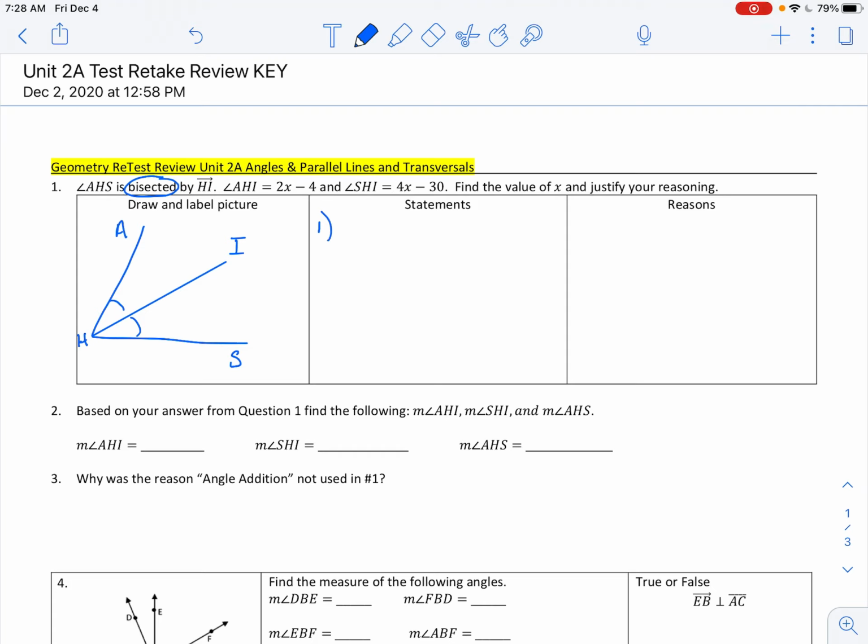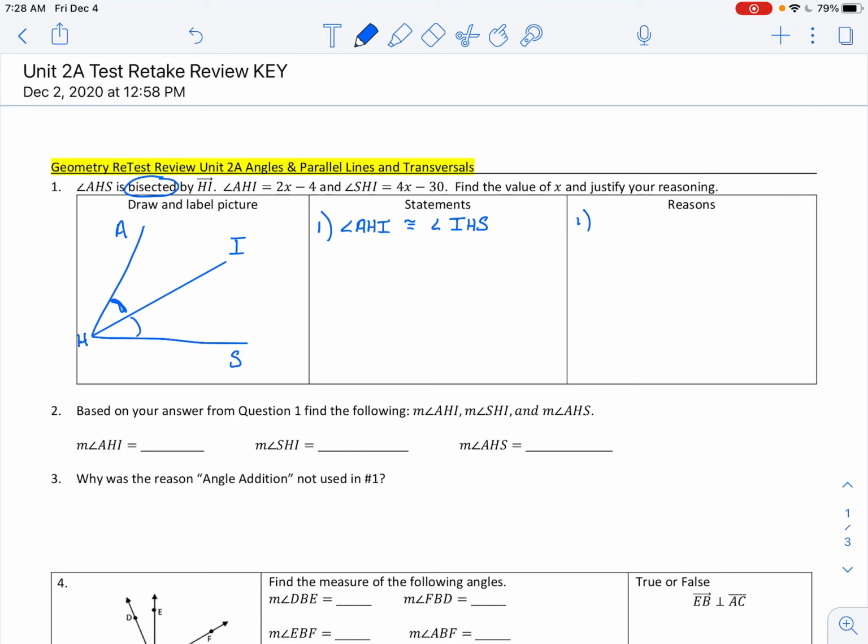So the first angle I drew has H as the vertex, but I have to use 3 letters. So I'll say AHI, this one. And it's the same as the other angle. I'm going to call it IHS. Remember, you could have flipped the order, said SHI, as long as you keep H in the middle.